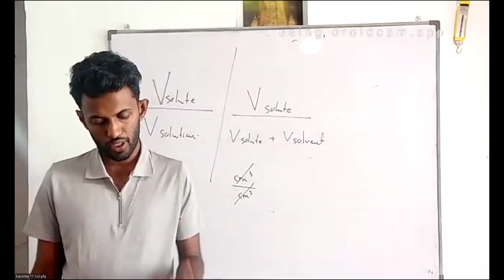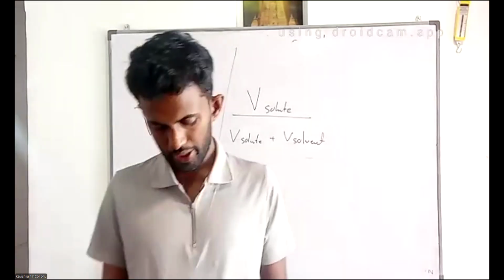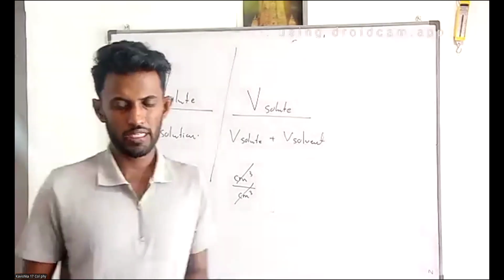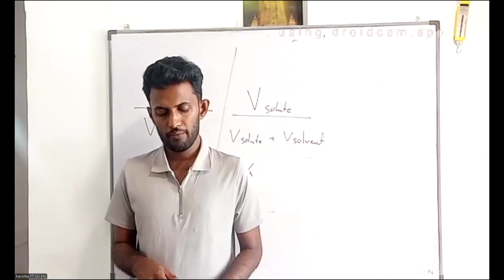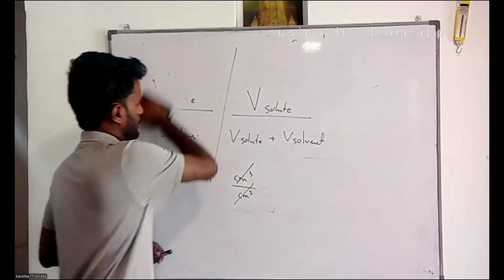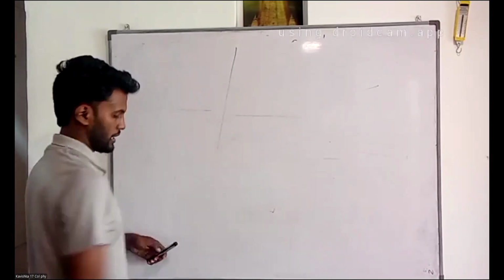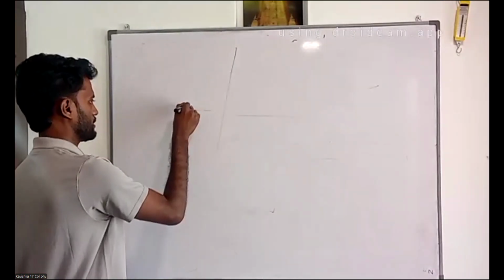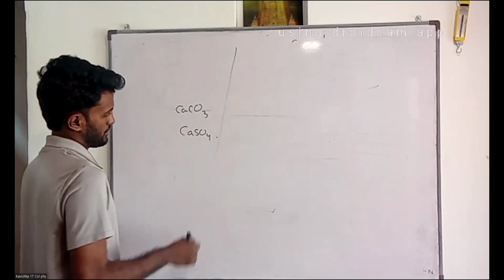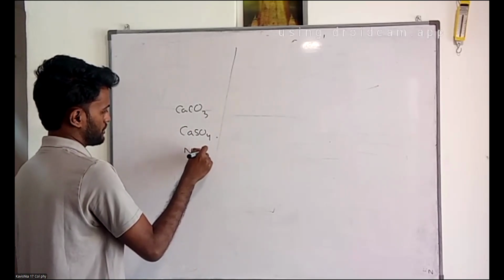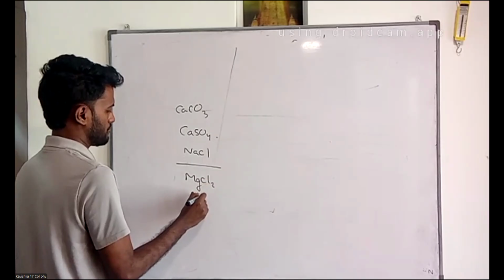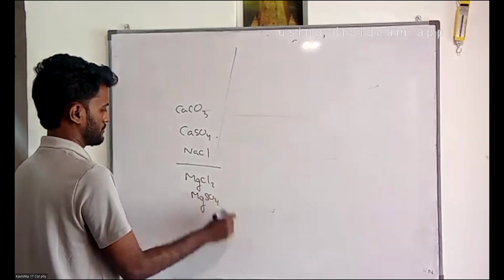Then the 39th one: what is the byproduct that is obtained in the extraction of salt? We learned salt extraction previously. In the first tank, calcium carbonate. Calcium carbonate in the first tank again. In the second tank, calcium sulfate. Then sodium chloride. Then the impurities with magnesium chloride and magnesium sulfate again.